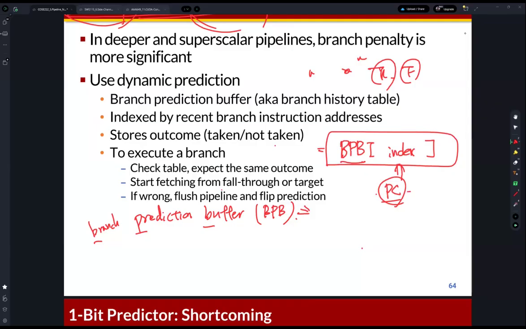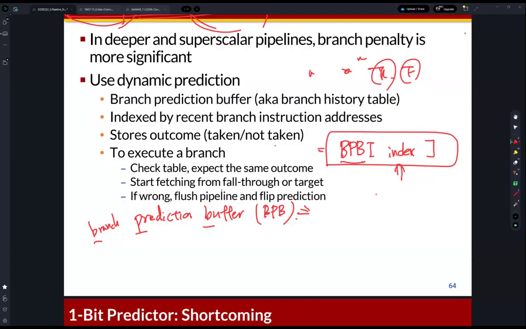But what's the problem? This PC is 32-bit, for a 32-bit computer system, right? Then how many entries are in this buffer? 2 to the power of 32. It's a huge number, right? So actually we cannot use the entire PC value. For the branch prediction buffer, we use only part of the PC to identify the branch instructions.